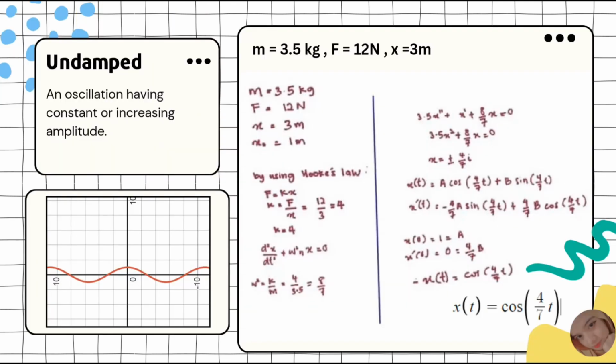First, we look at undamped. Undamped is an oscillation having constant amplitude. Firstly, we use Hooke's law to get the spring constant, which is equal to 4, and then we substitute into the equation 3.5x'' plus 4x equals 0, which gives x'' plus 8/7 x equals 0. Then we get the roots, which are plus or minus 4/7 i, and we substitute into A cos(4/7 t) plus B sin(4/7 t), and then we differentiate. At t equals 0, at the end we get x(t) equals cos(4/7 t), and then we get the graph like this, position versus time.